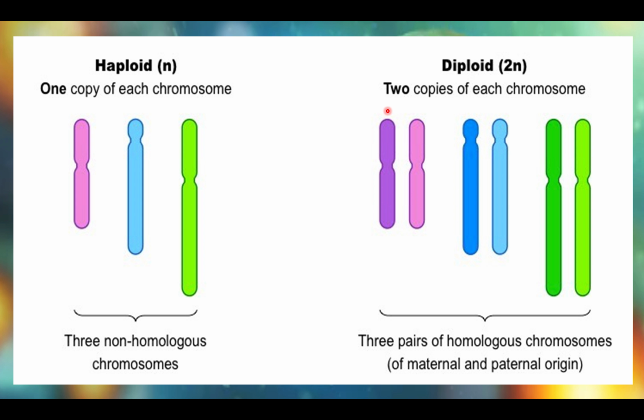We have chromosome 1, we have chromosome 2, and we have chromosome 3. This is one set, and this is the other set. If we talk about us humans, we are diploid organisms. We are diploid because during fertilization, we get one set of chromosomes from our mother, and the other set, we get it from our father.